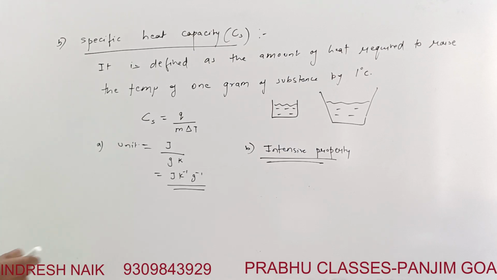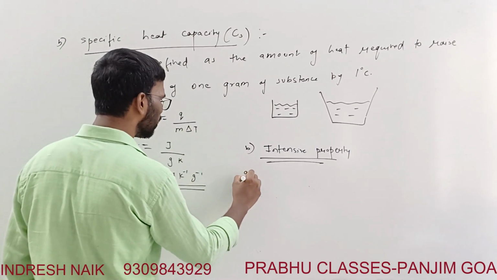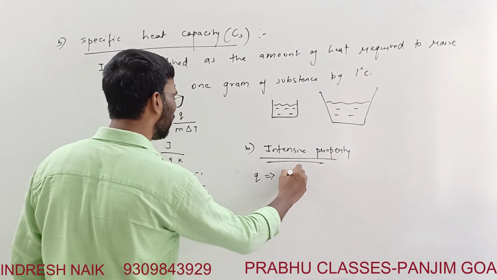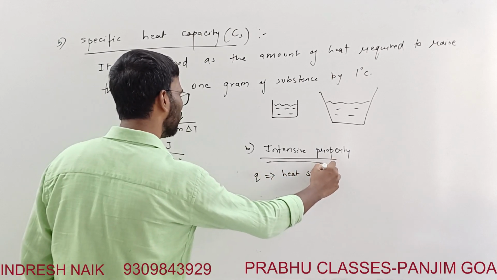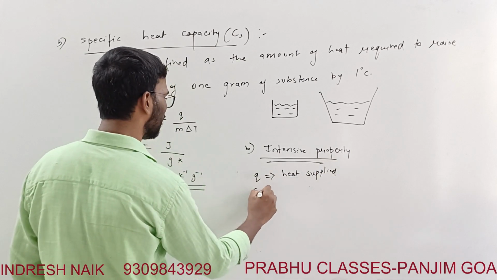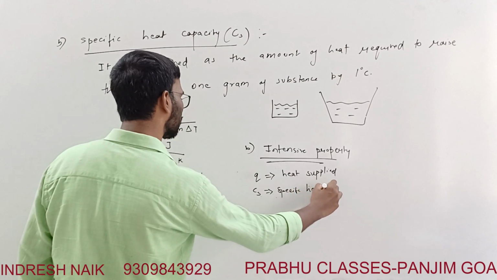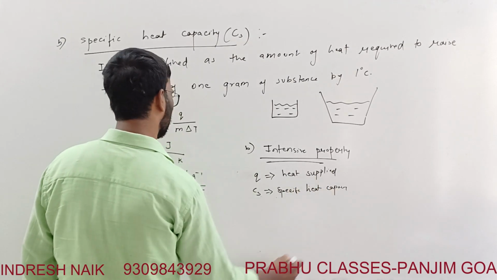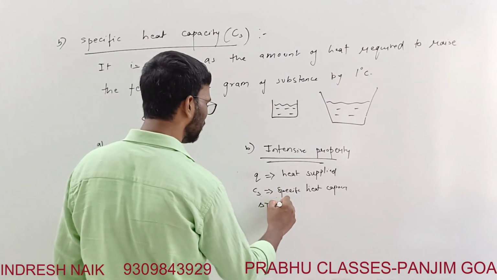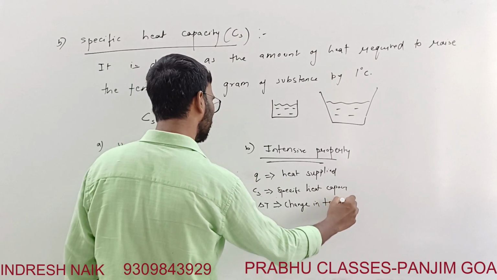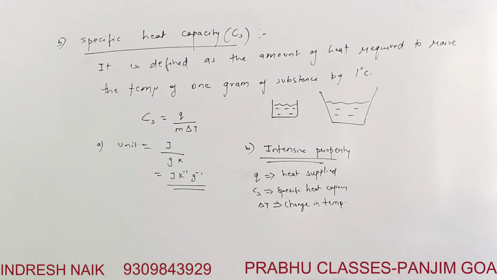So to define the terms, Q is what over here? It is heat supplied to the system. Cs is specific heat capacity. And delta T is the change in temperature. Right?